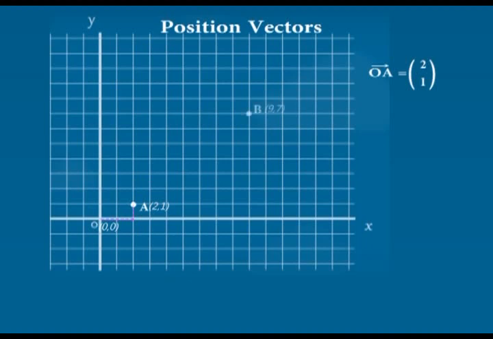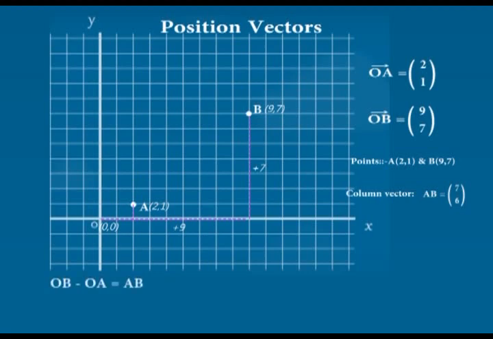If we now bring in B, we can find its position vector, 9 places to the right and 7 places upwards. As a position vector, OB is equal to (9, 7). In summary, A (2, 1) and B (9, 7) are points. AB is equal to (7, 6), a column vector. OA equal to (2, 1) and OB equal to (9, 7) are position vectors of points A and B respectively. Notice that OB minus OA is equal to AB. That is (9, 7) minus (2, 1) will give us (7, 6).